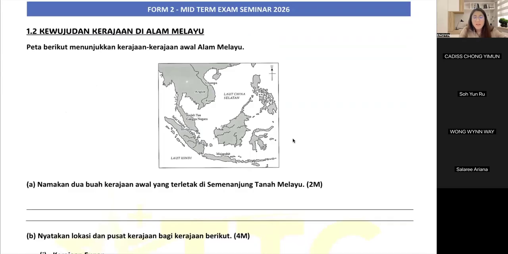So 1.2 over here, this is what I say that normally your school teacher will ask in the structure. These are the list of the Alam Melayu kingdoms. You can see they give you a map. Wow, this map is very good. They give you all the names. So what will they ask you?